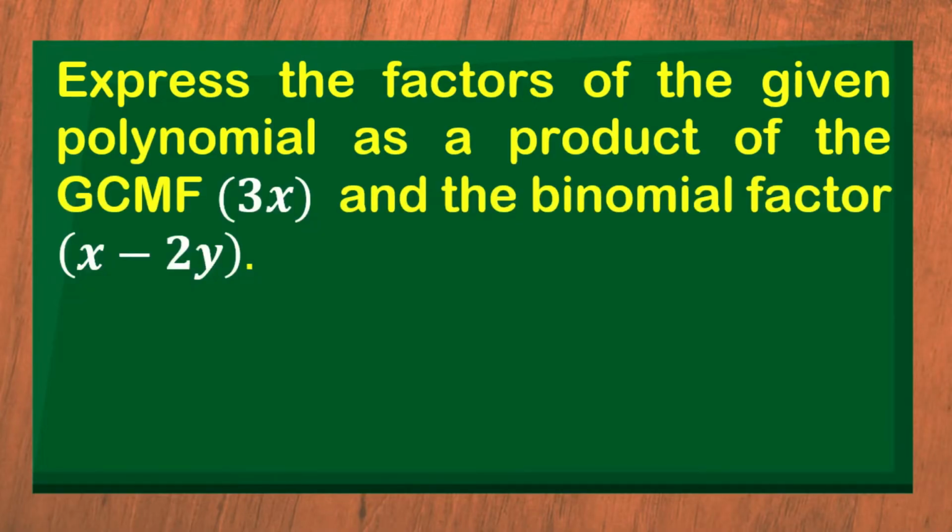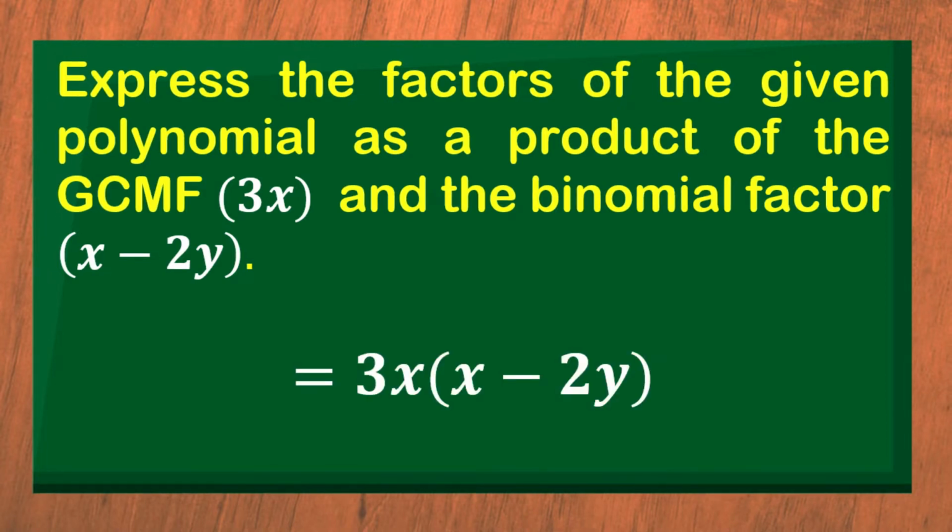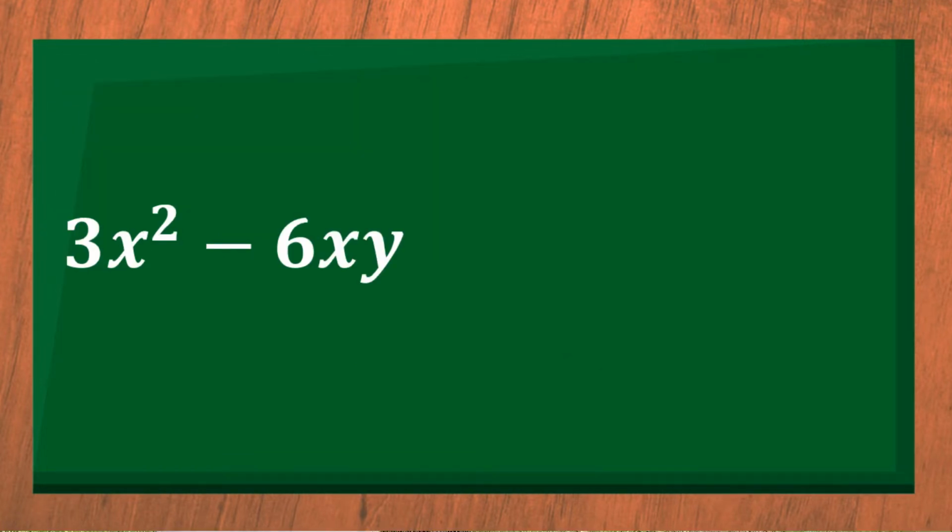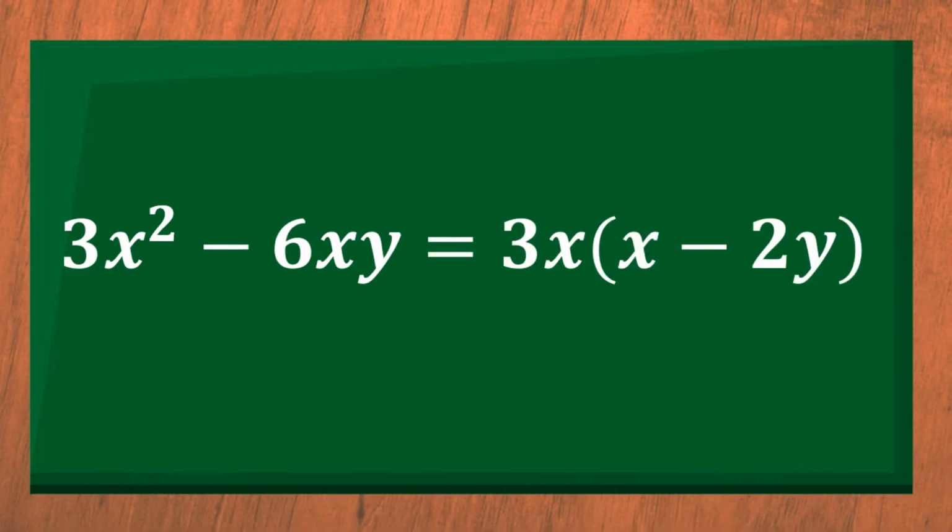Then, express the factors of the given polynomial as a product of the greatest common factor 3x and the binomial factor x minus 2y. And that equals 3x times the quantity of x minus 2y. Therefore, the factored form of 3x squared minus 6xy is 3x times the quantity of x minus 2y.